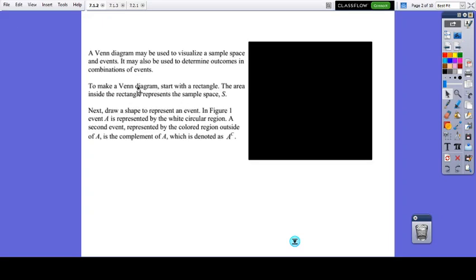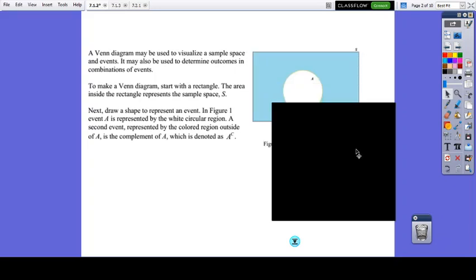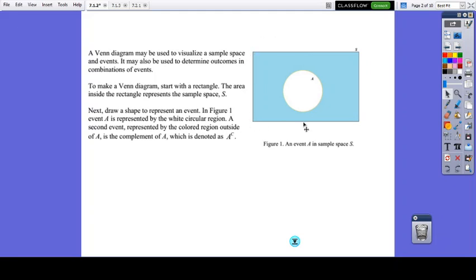A Venn diagram may be used to visualize a sample space and events. It may also be used to determine outcomes and combinations of events. To make a Venn diagram, start with a rectangle. The area inside the rectangle represents the sample space, or S. So we have Venn diagram. You can put that at the top of your page. This is a Venn diagram.